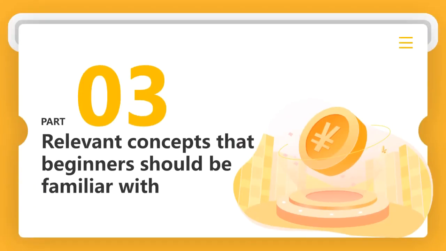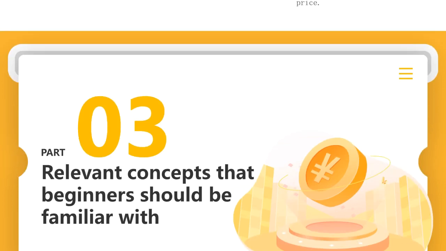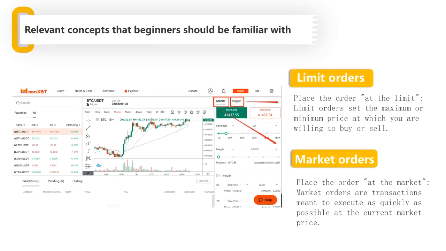So, now we know about the mistakes and the principles. Next, we must know some concepts. These are key concepts that beginners should know. The first is limit orders and market orders. They are the two basic order methods for crypto exchanges. In MoonXBT, limit orders are called trigger, and market orders are called market.